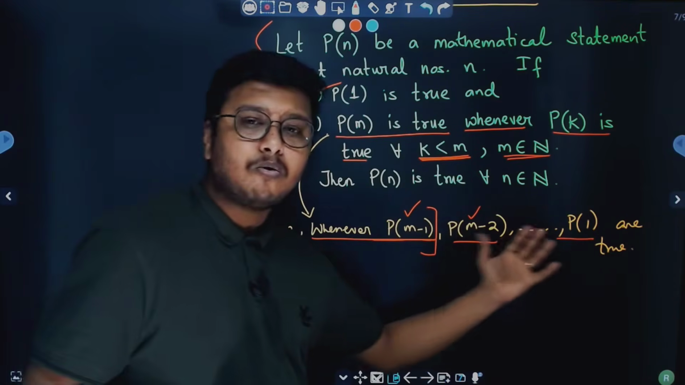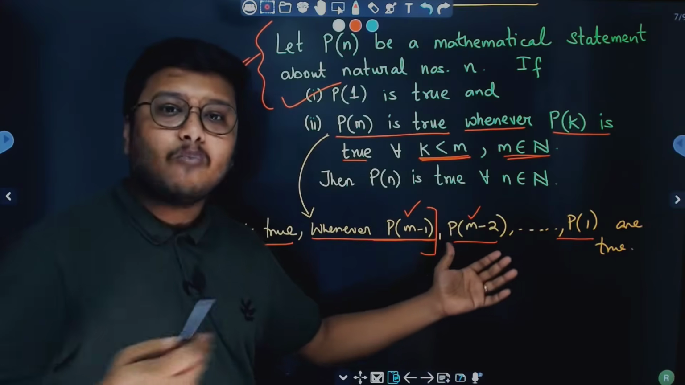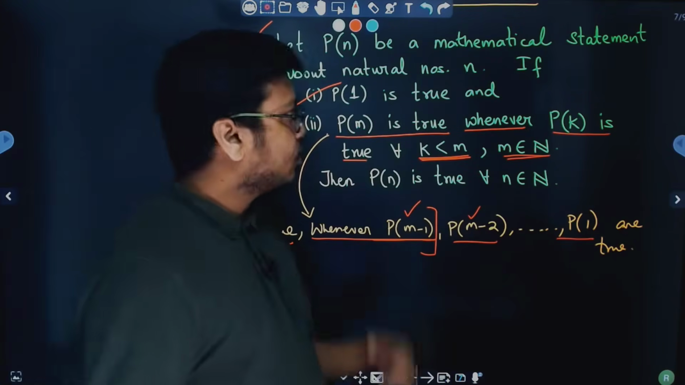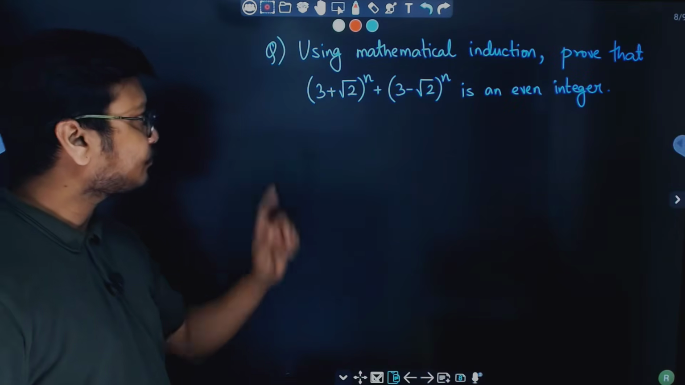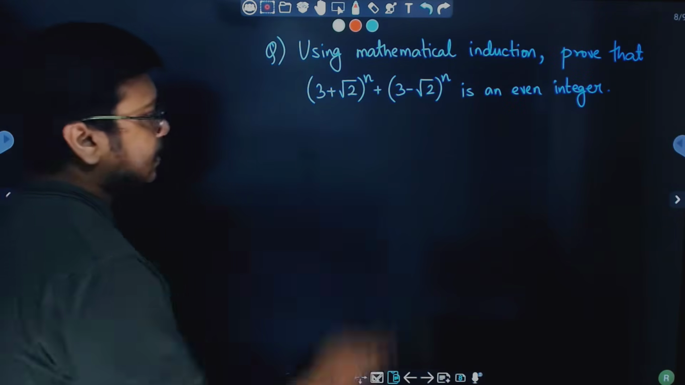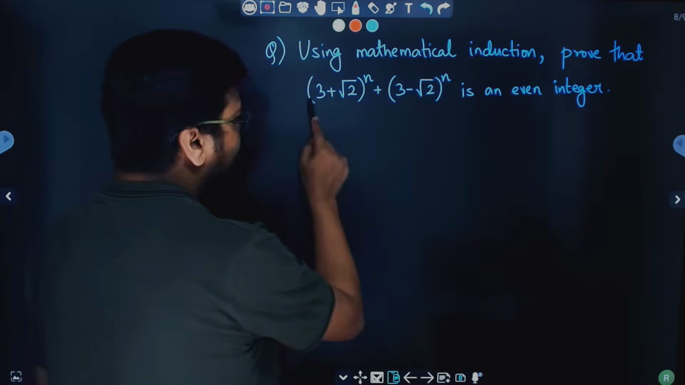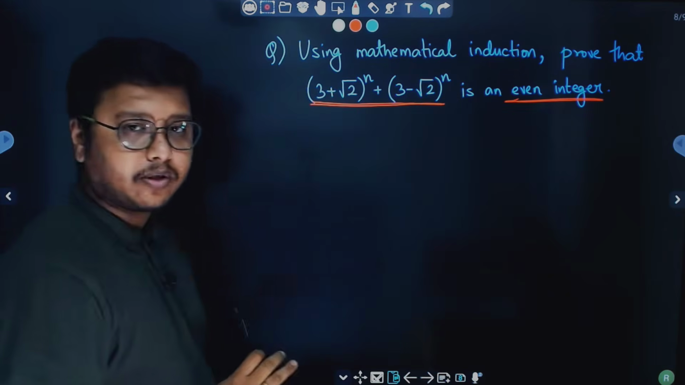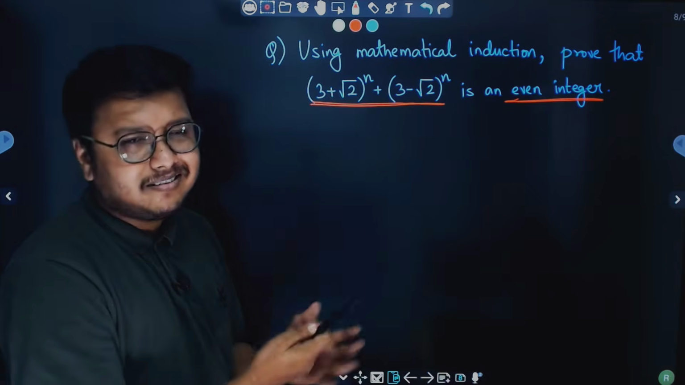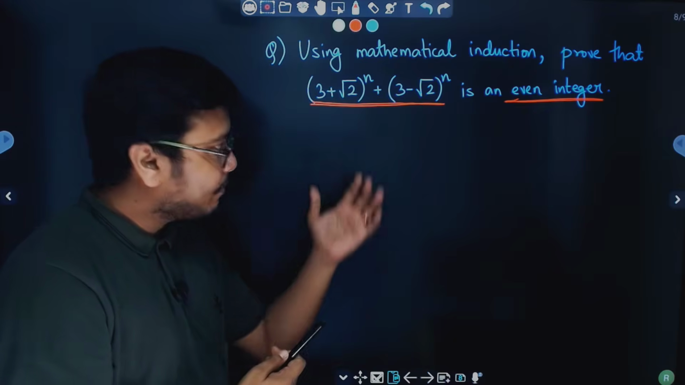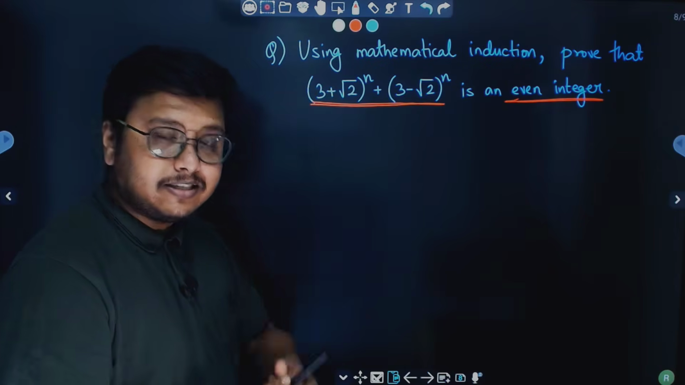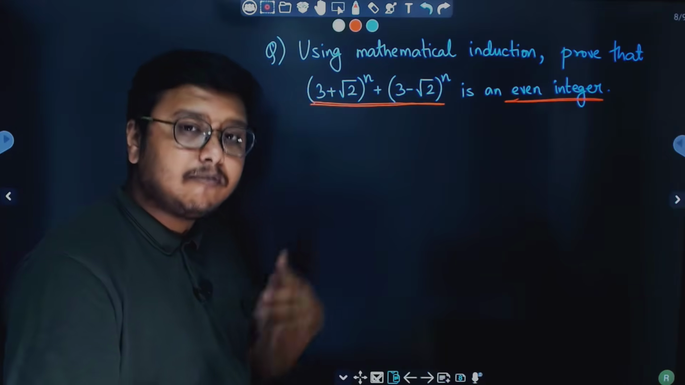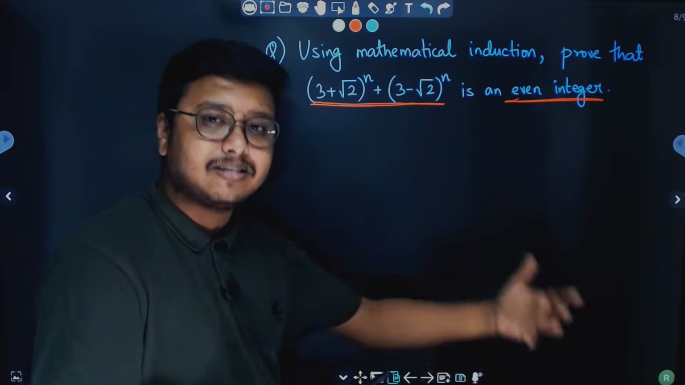You will require more than one of the previous statements to prove the validity of your mth statement. Okay, so let's take a look at a problem. This is saying, using mathematical induction, prove that this expression is always an even integer. This looks like a question of first principle induction, but when I start solving, you will see that just the previous statement won't be enough to prove the next statement. You will require even more statements from the previous steps.